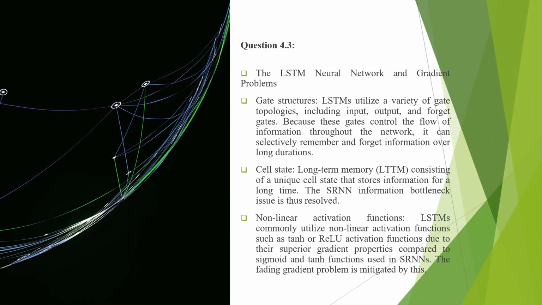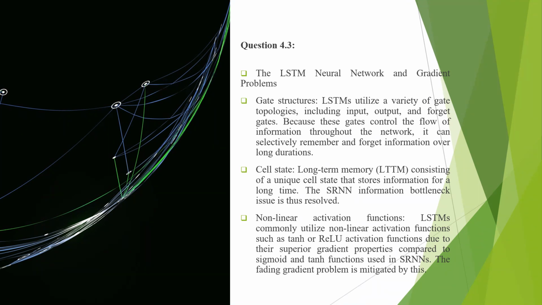Next, the LSTM neural network and gradient problems. To get around the problems with SRNN, a neural network known as long short-term memory was created, to help with fixing the vanishing and exploding gradient difficulties. These are the crucial components which we can use.